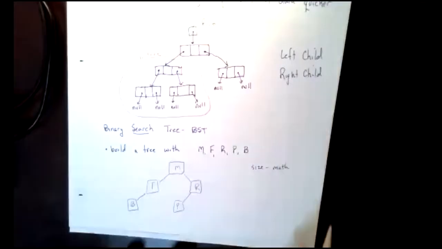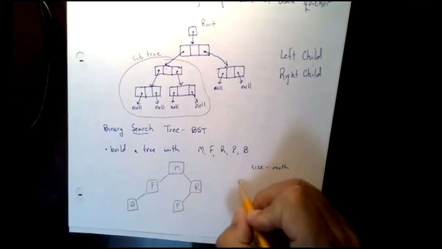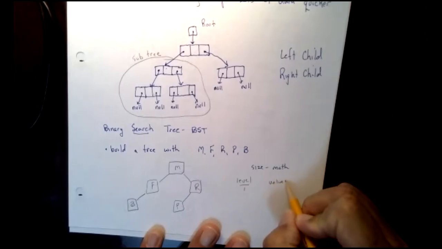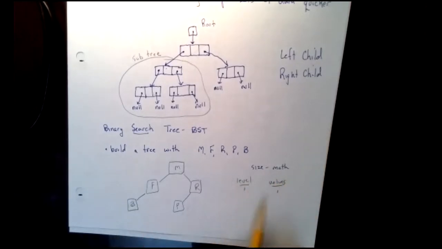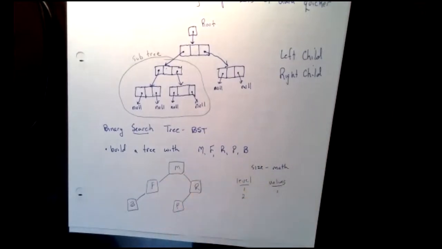So I have a note here that says size math, and we're going to start talking about levels. In some books, they call this level 0, this level 1, this level 2. I prefer to call this level 1, this level 2, and this level 3. So if I have one level, and I start looking at my levels, how many values can I store? Just 1, right? Just 1. If I have 2 levels, how many values could I store?